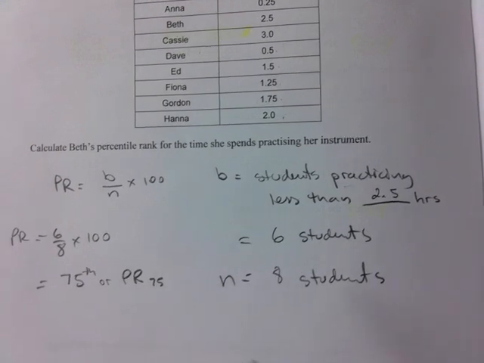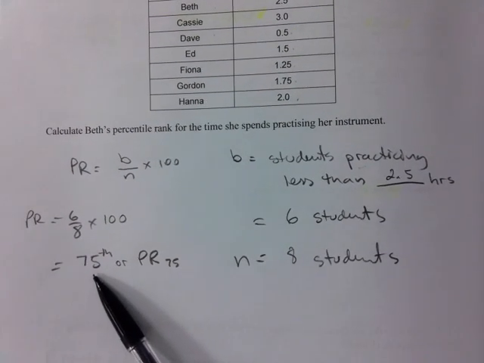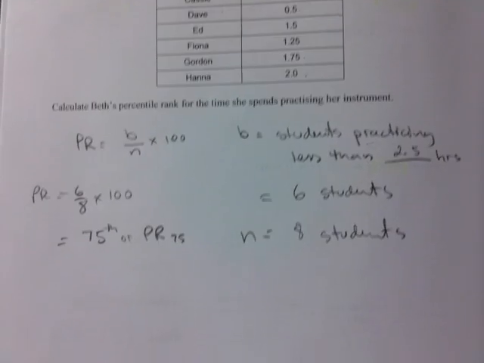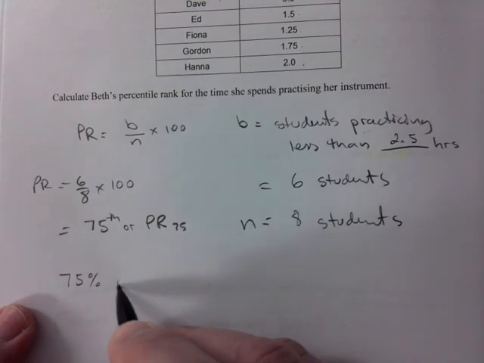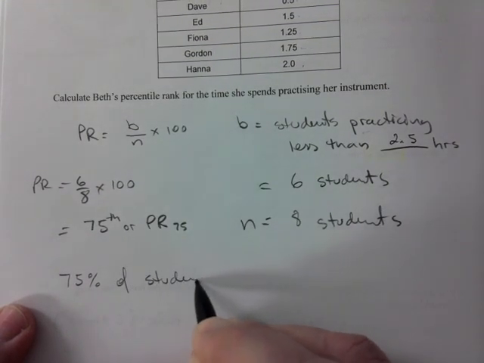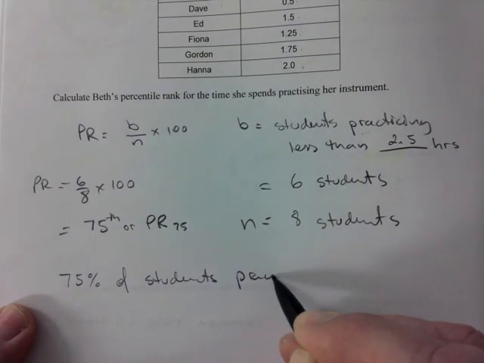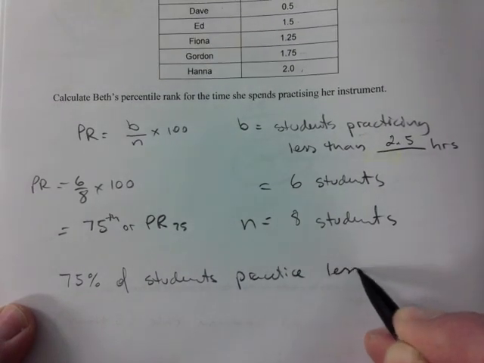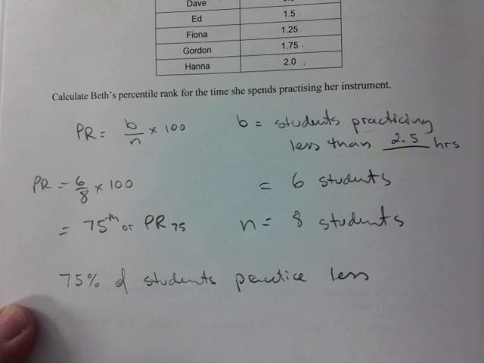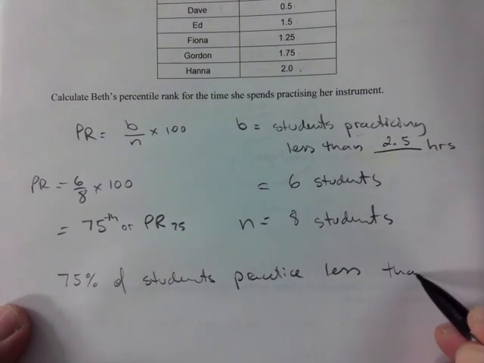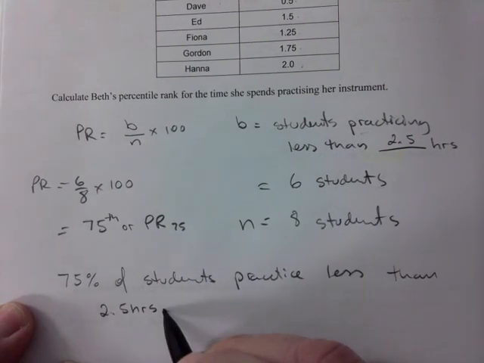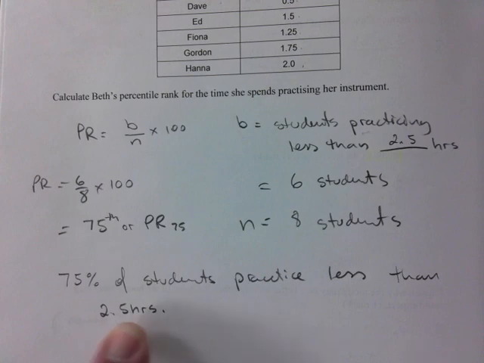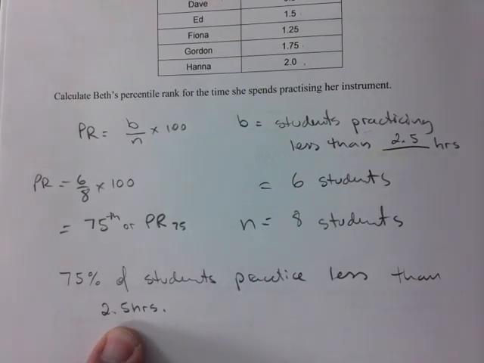If they ask you what this number represents, I will add that to your notes here. 75% of students practice less. It's always like who's below you. Practice less than, in this case, we know 2.5 hours, because Beth practices this many hours. So we know 75% of students practice less than Beth.